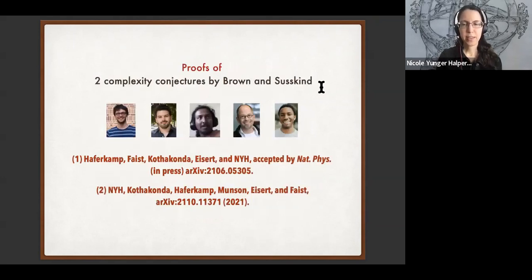Over the past few years, I've had the pleasure and privilege of working with a wonderful team of people to prove these conjectures. Jonas Haferkamp, Philipp Feist, and Teja Kothakunda are in Jens Eisert's group in Berlin, and Anthony is in my group in Maryland. Actually, Jonas is presenting about this first paper at QIP this week, so maybe you have or will be seeing a taste of this work, but this seminar should provide more detail. This paper contains the proof of the first conjecture, and this paper contains the proof of the second conjecture, the construction of the resource theory. I'm going to focus in this talk on paper number 1, and then in a couple of weeks, I believe, Anthony is going to talk about our resource theory.